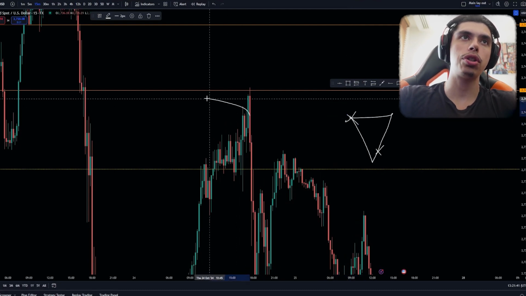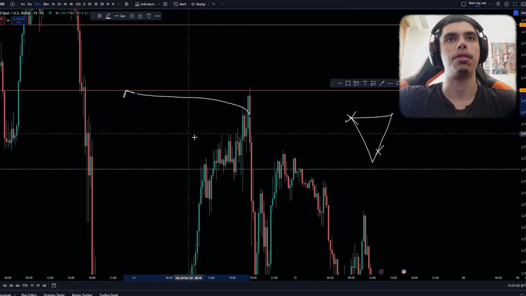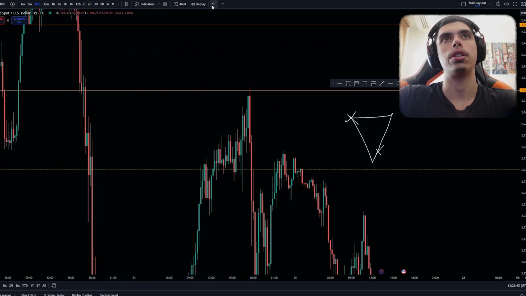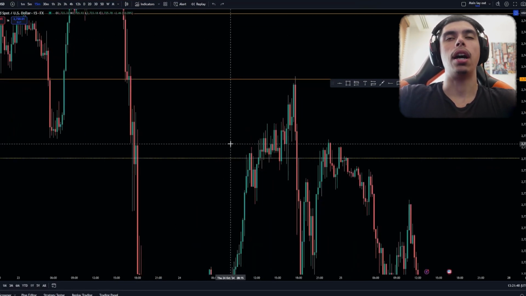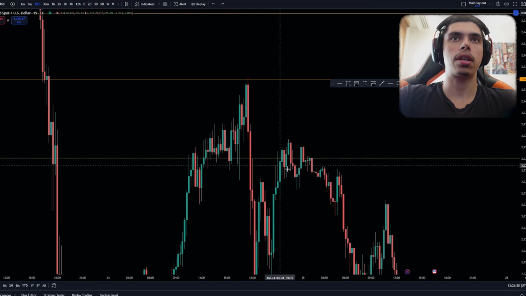When you're trading continuation, you're targeting the resistance towards the left. So on a day like today, you can't trade continuation. So this is something that's going to be very important, as well as market positioning.